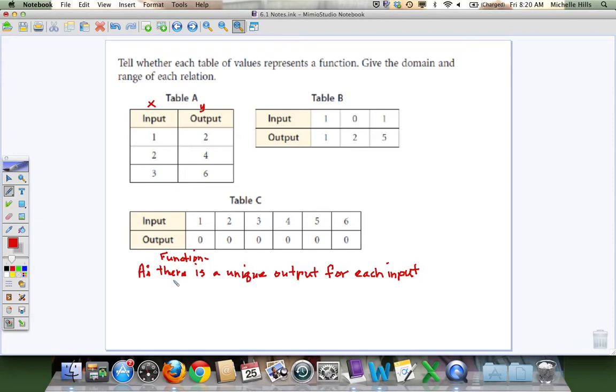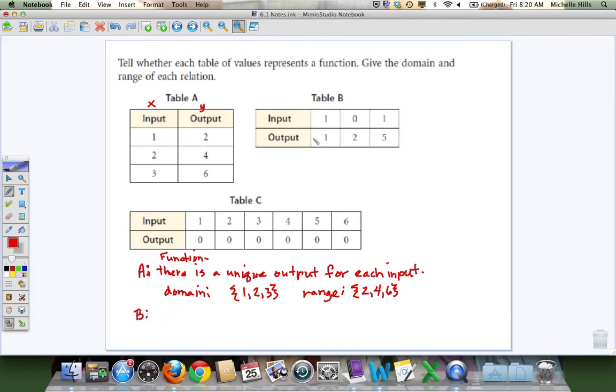Then it says give the domain and the range of the relation. There's domain and range even if it's just a relation and not a function. So my domain is the set of numbers 1, 2, 3. My range is the set of numbers 2, 4, and 6. And I'm going to ask that if those are not in order to begin with, you put them in order from least to greatest.